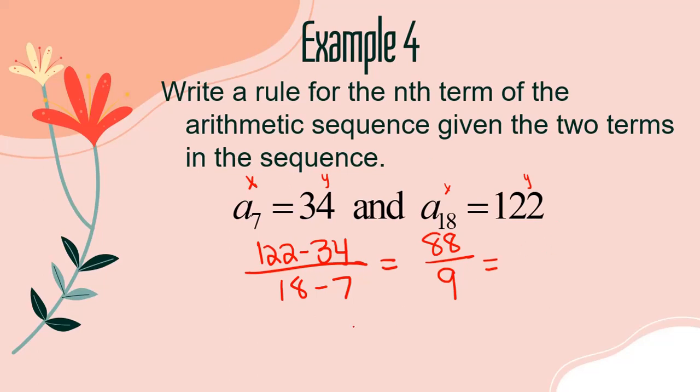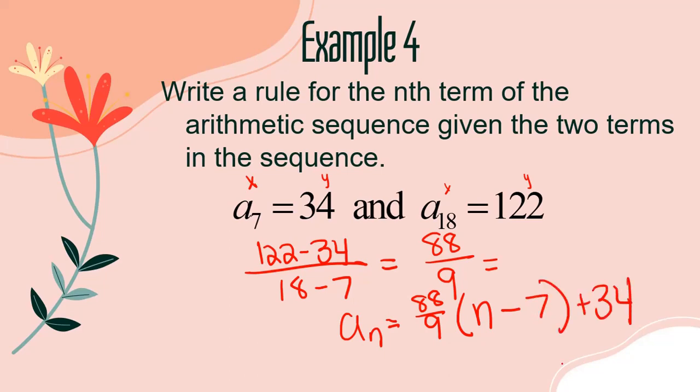So I'm going to plug that in. A sub n is equal to 88/9 times n minus 7 plus 34. Distribute in. Ooh, Marsh is running out of room. Marsh wrote too big. 88/9 n minus, what is that? 88/9 times 7 is 616/9. I'm going to add 34.